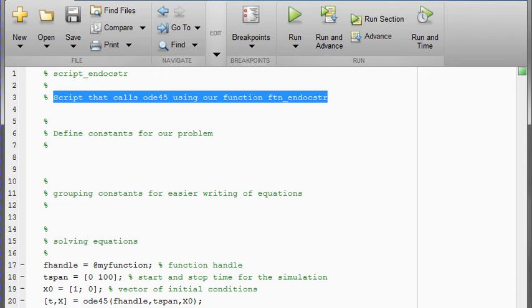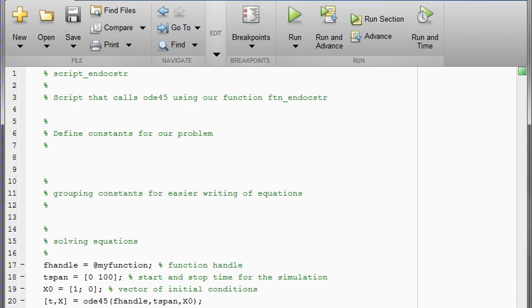Okay, so the first thing that we want to do is define our constants for our problem. Now, just like in the other example in class, we actually will not need the constants to be defined in this script. So let's go ahead and leave that part out. Because of that, we also don't have any grouping of constants for the writing of the equations. So the first thing that we'll have to do is solve our equations.